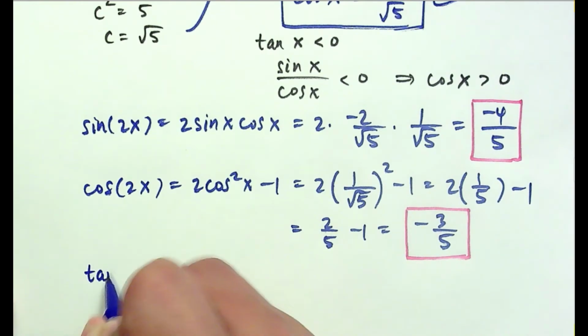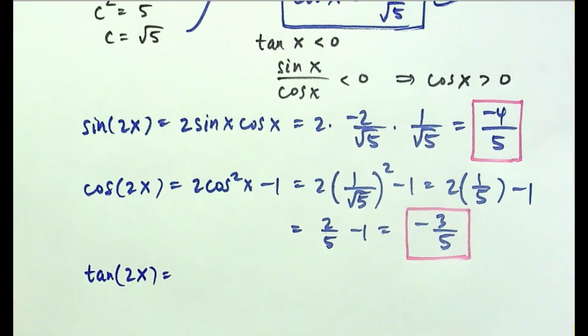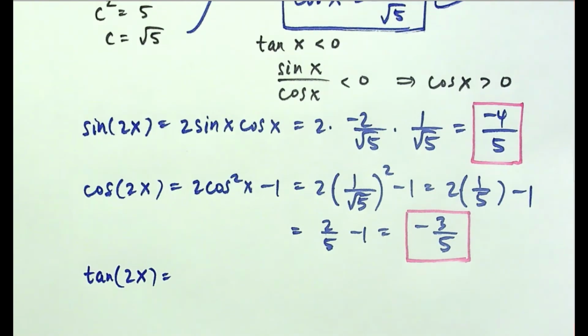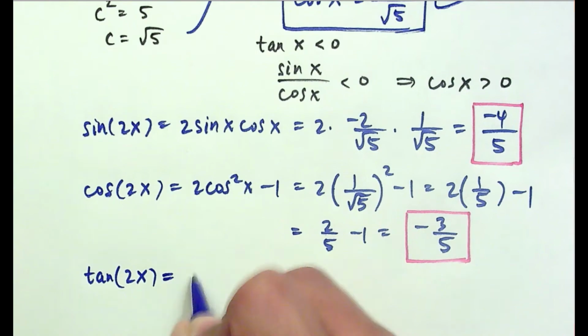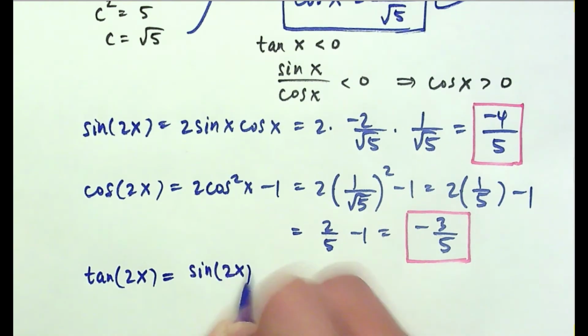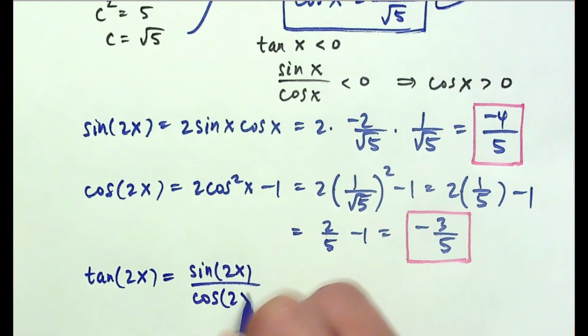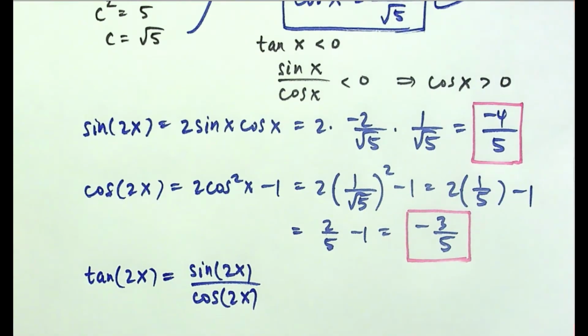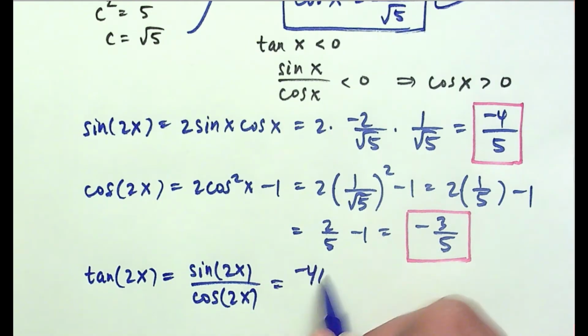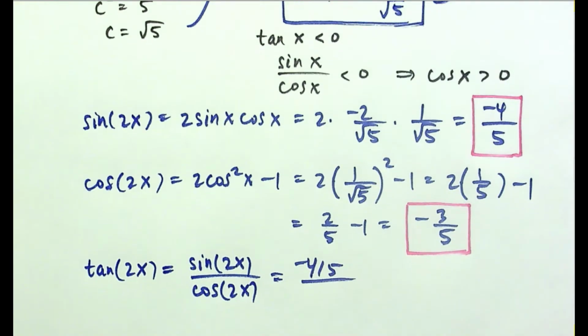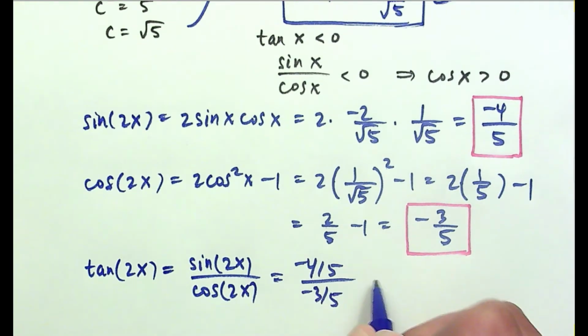And then lastly, tangent of 2x. For tangent of 2x, there's 2 ways you could do this part now. We could either say, well, this is sine of 2x over cosine of 2x, because, right, tangent is sine over cosine. And then, well, what is this? We said that sine of 2x is negative 4/5, and cosine of 2x is negative 3/5.